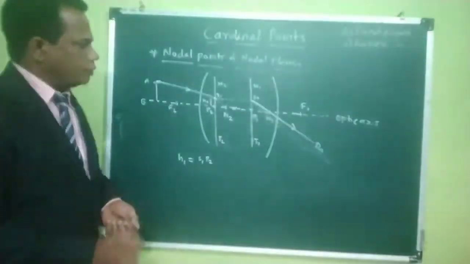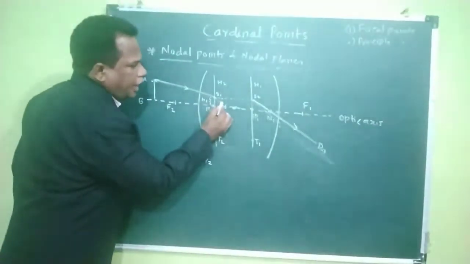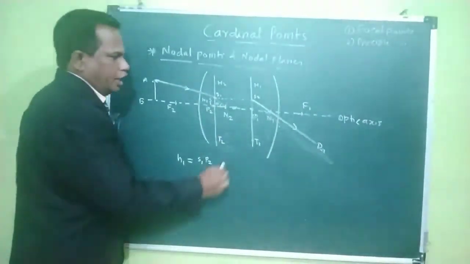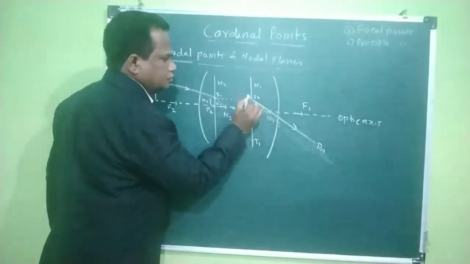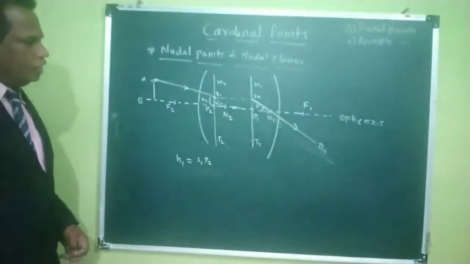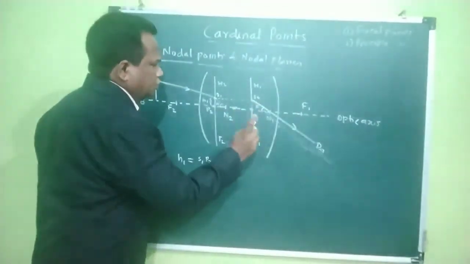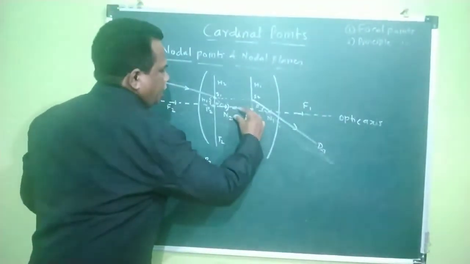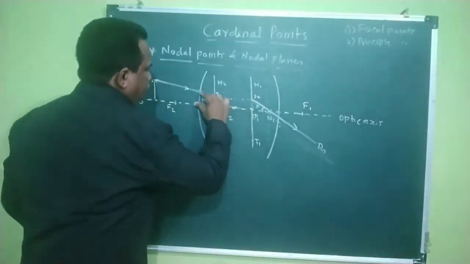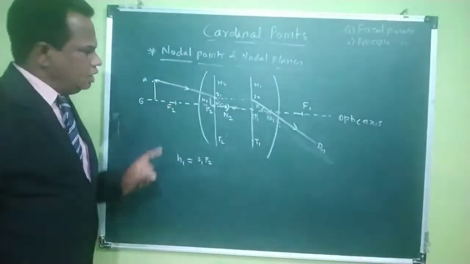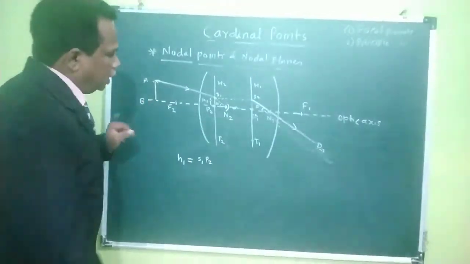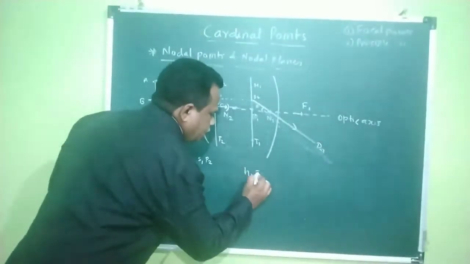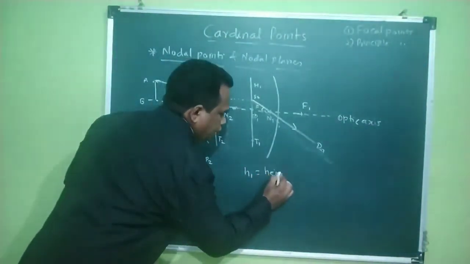Now, if we consider the angles, this is alpha angle, this is alpha angle, and this is beta angle, this is beta angle. If I put my eye at this point, then I will see the object. I will see the object of height h1. So h1 is the height of the object.